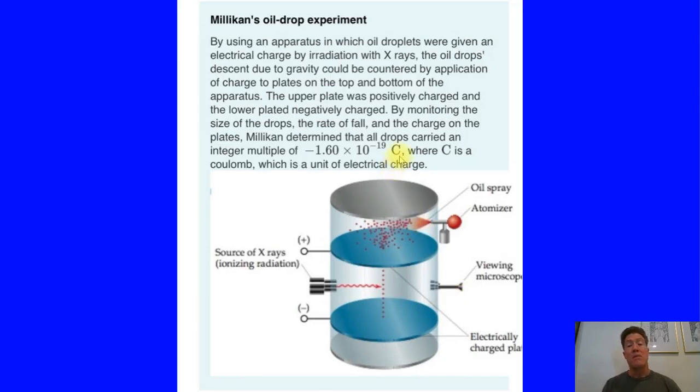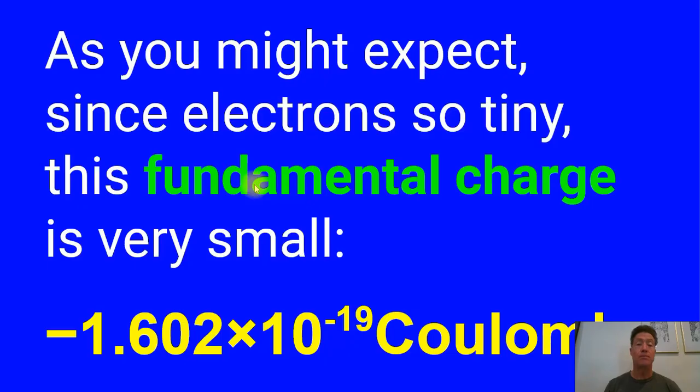Remember Millikan's famous oil drop experiment? He was able to determine the charge on each individual electron. And it turns out to be very, very small, 1.6 times 10 to the negative 19 coulombs for each electron. Since electrons are so very tiny, you would expect this fundamental charge to be very small, and it is. We measure it in coulombs, but it's a very, very small number.